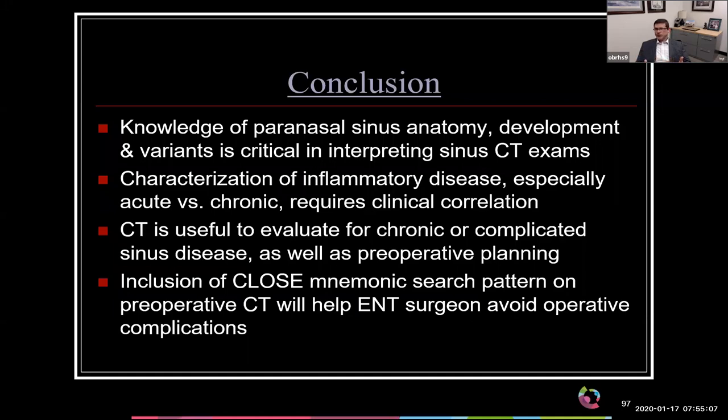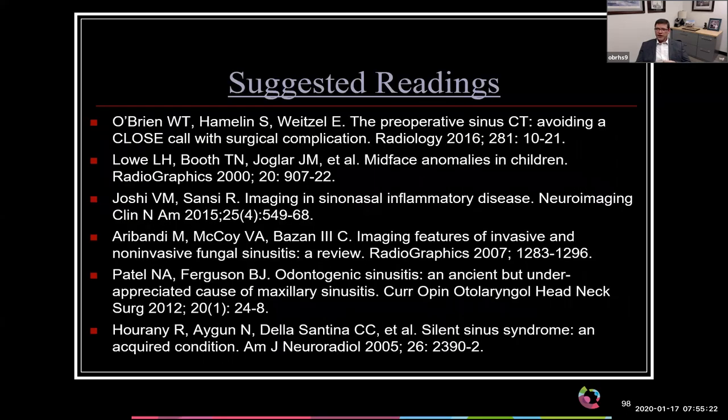And when you're reviewing those preoperative CTs, just make sure in some way you look at those elements. I use the CLOSE mnemonic. It really doesn't matter what you use, as long as somehow you capture those elements, especially the Onodi cell and the supraorbital pneumatization, because those are very commonly missed and they're very important to help the surgeon keep out of trouble.